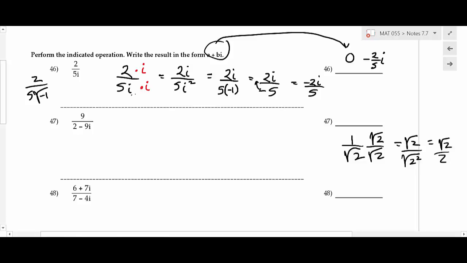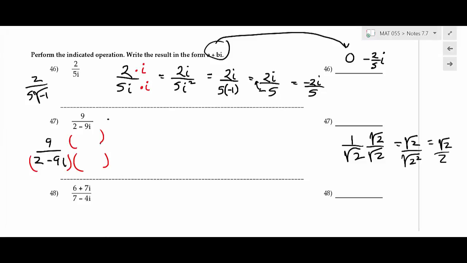All right, the next problem, let's just write that down as 9 over 2 minus 9i. What's different on this one is your denominator has 2 terms, so we've got to multiply by the conjugate of the bottom. What's the conjugate of 2 minus 9i? 2 plus 9i. We call that a complex conjugate. You're going to talk a lot about this in college algebra and do a lot more with complex numbers in that class. So we're going to multiply top and bottom by that.